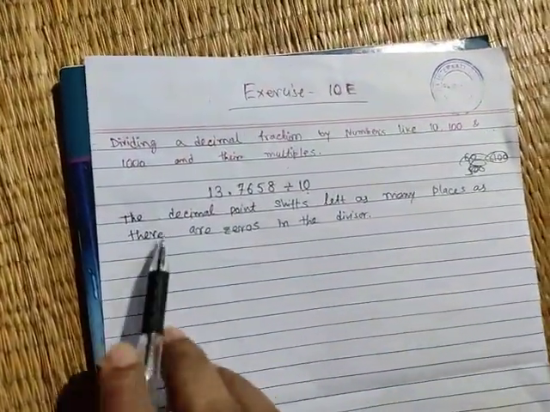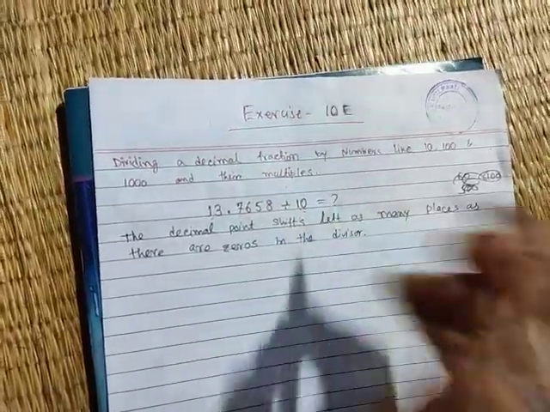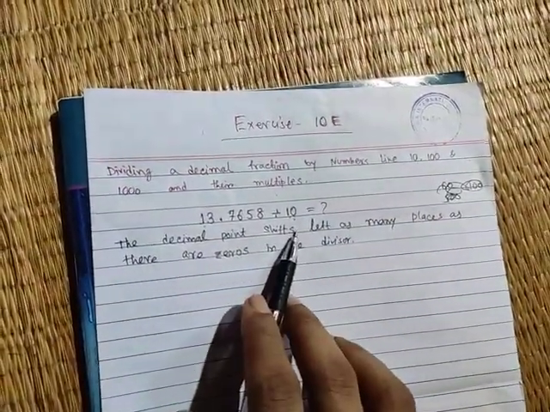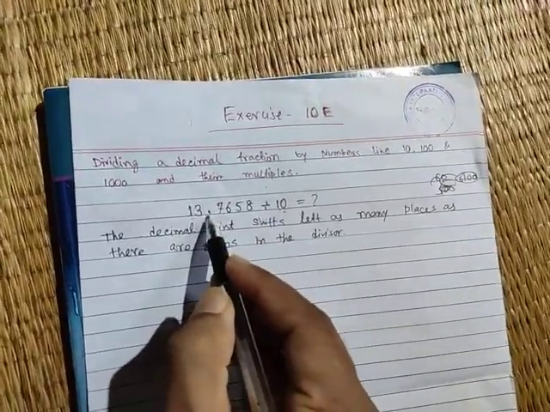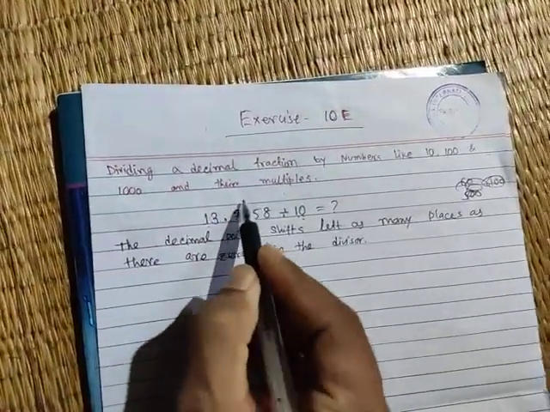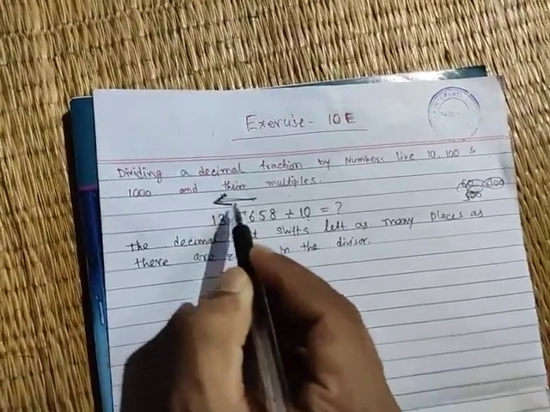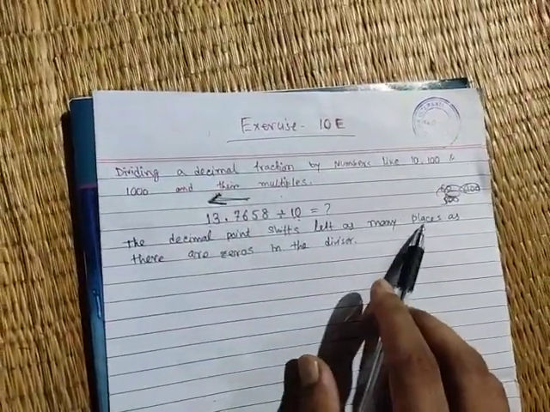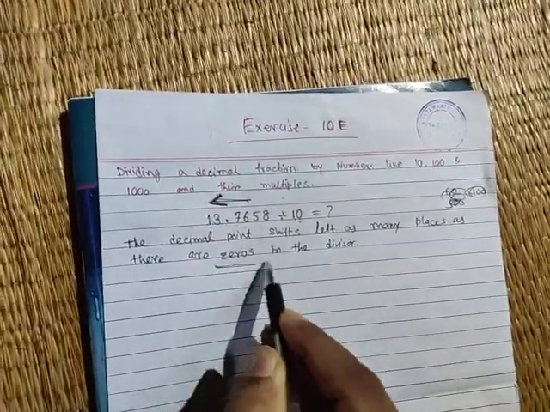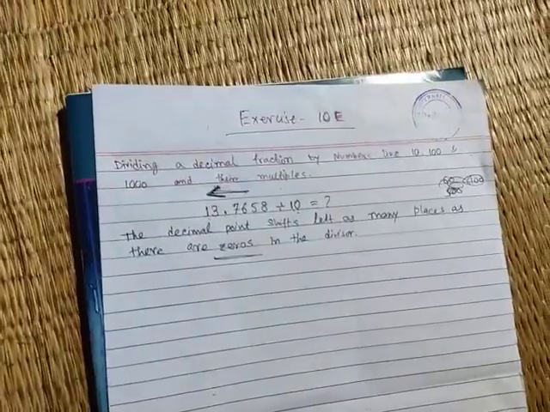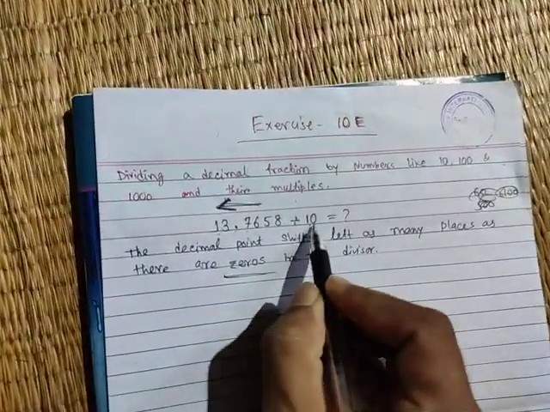Just check the line. The decimal point shifts left. That means we have to move from right to left, in this direction. As many places as there are zeros in the divisor. So that's why I have said first check the number of zeros in the divisor.